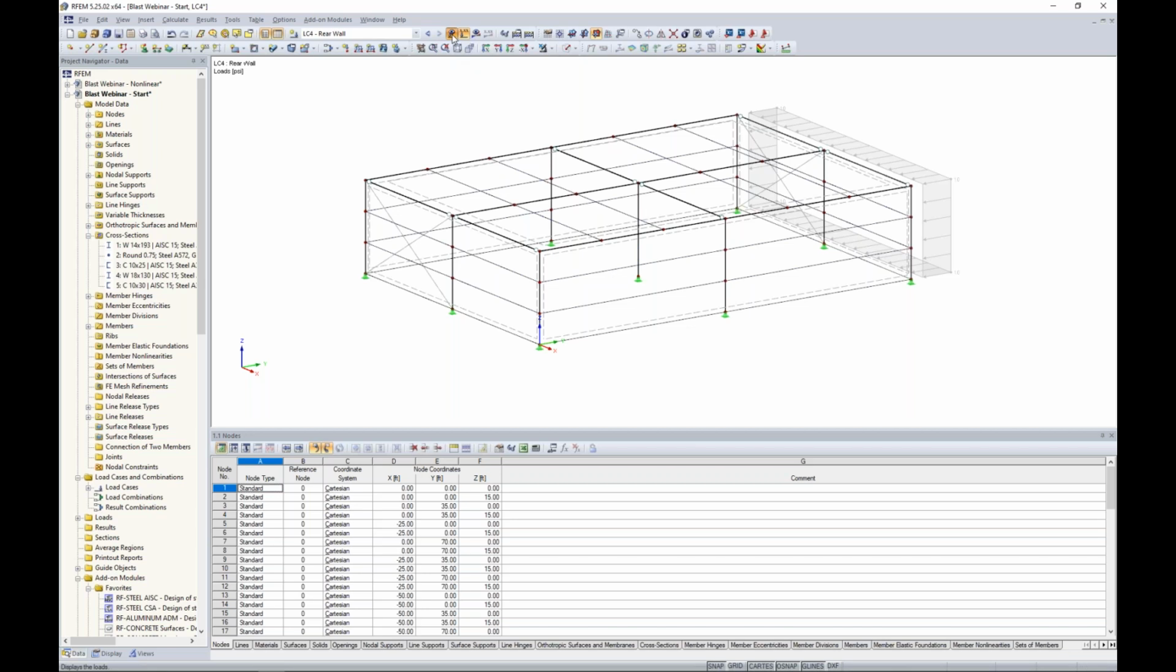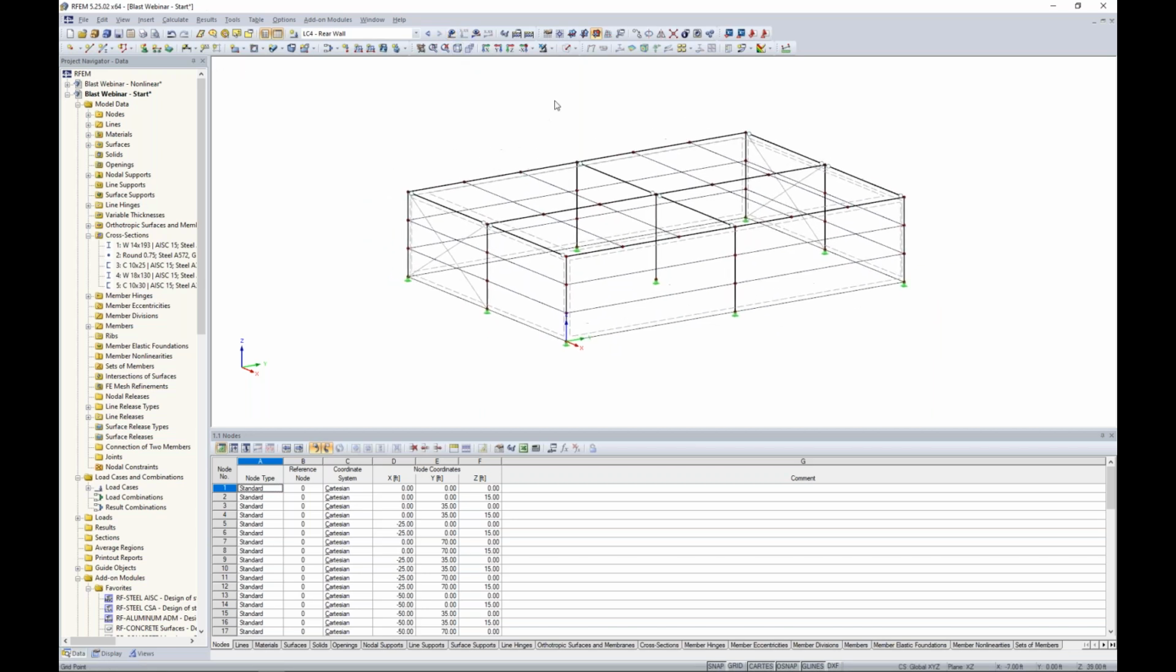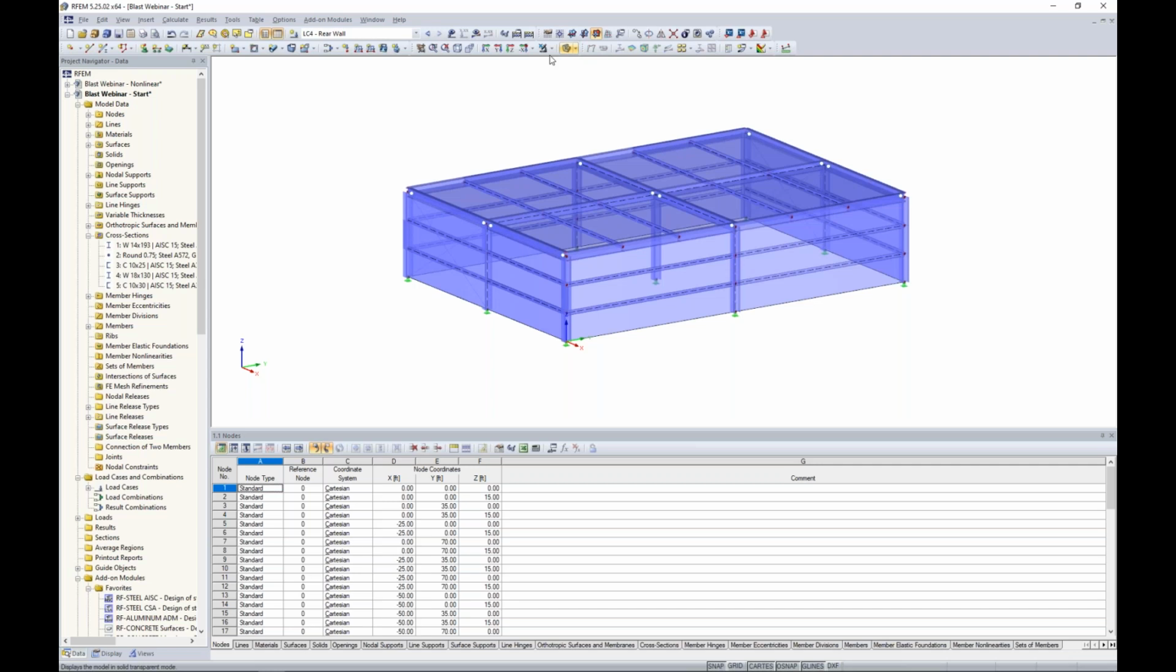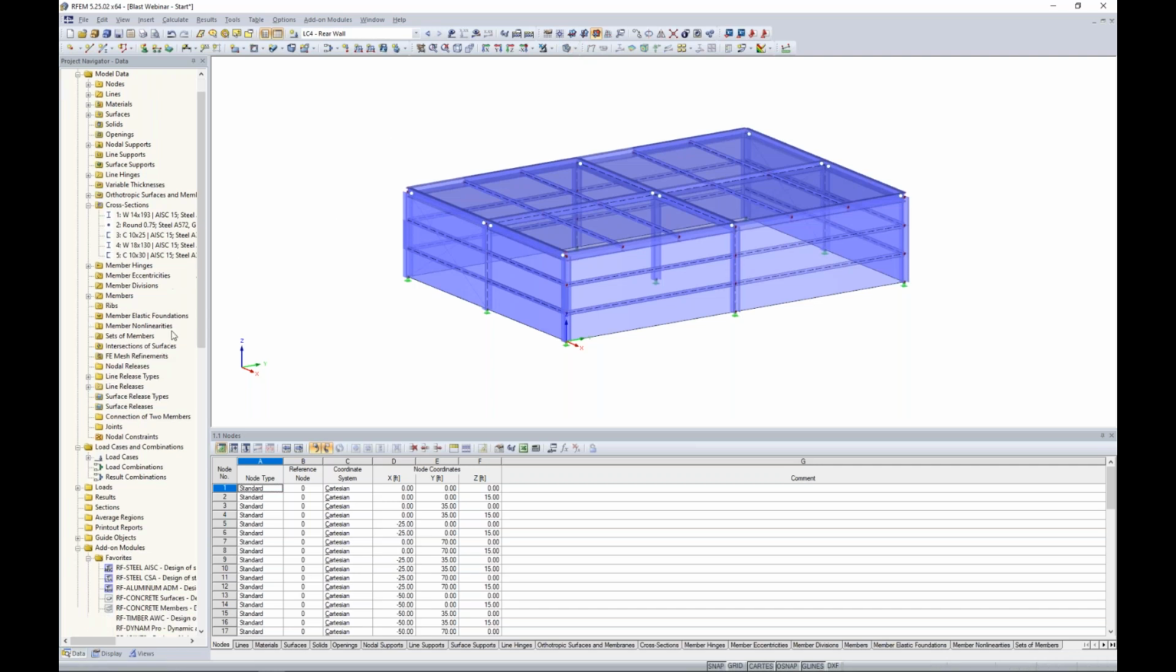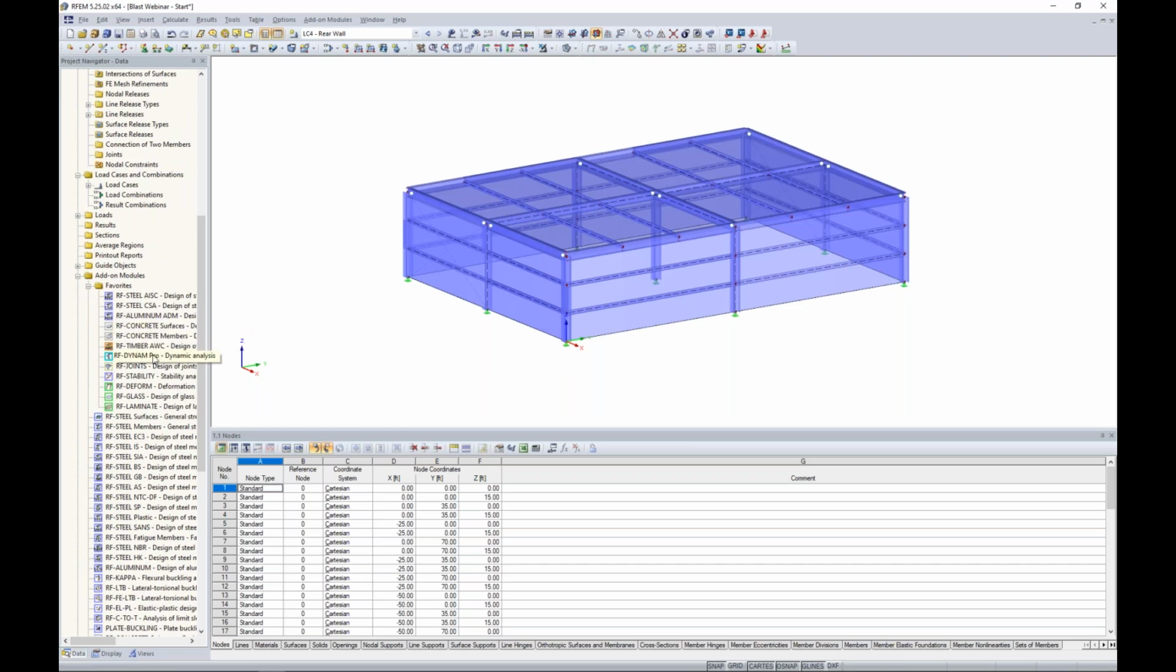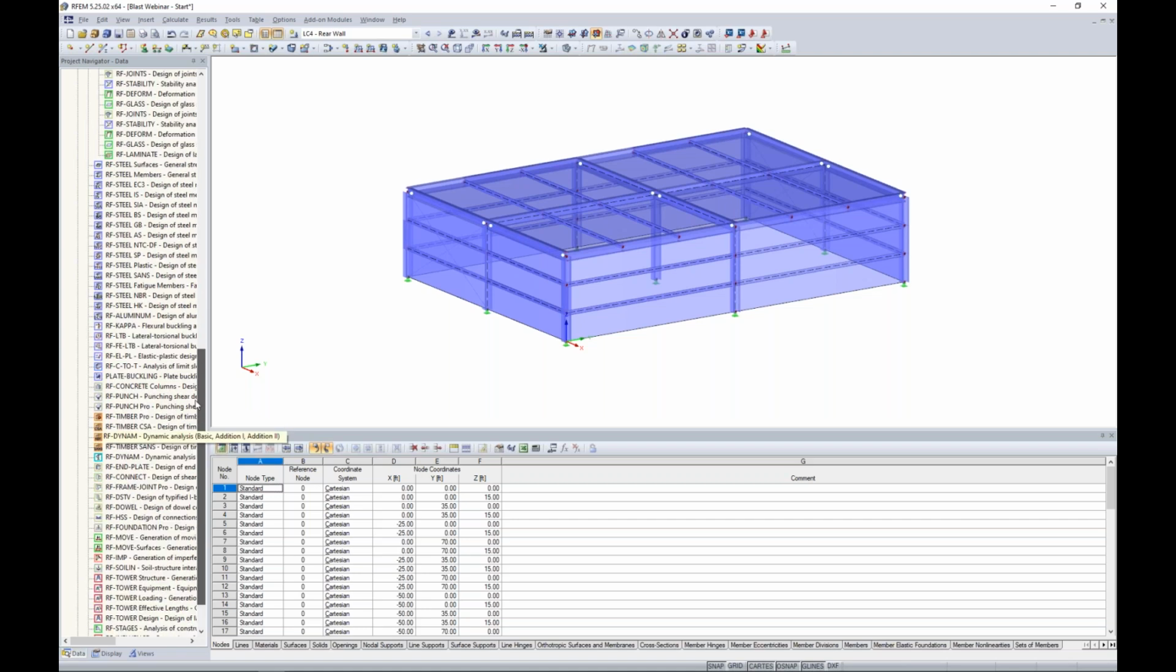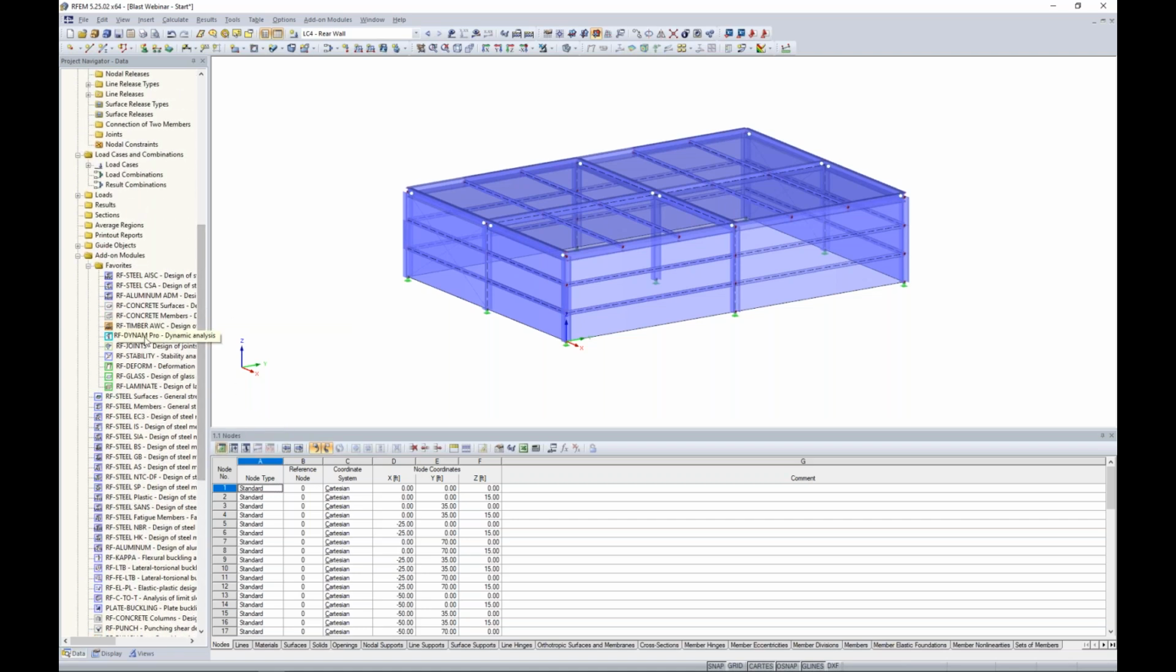Now, we're not going to spend any more time within RFEM, but rather we want to move into the dynamic analysis. So what I'm going to do is launch RF-DYNAM Pro, and we can see in our project navigator, here is our long list of add-on modules. So you can find RF-DYNAM Pro here, or we can go up to the add-on modules and we can find it maybe categorized a little bit better under dynamic, and we launch RF-DYNAM Pro.